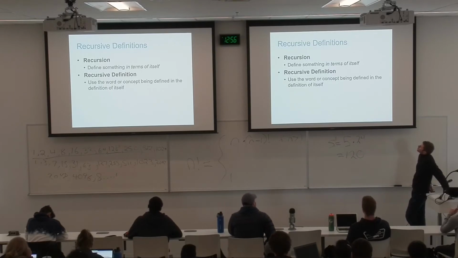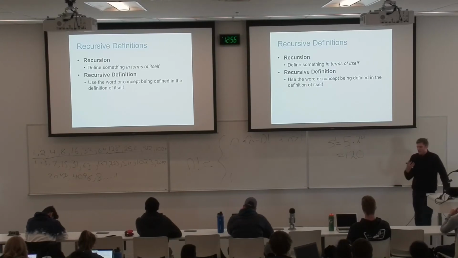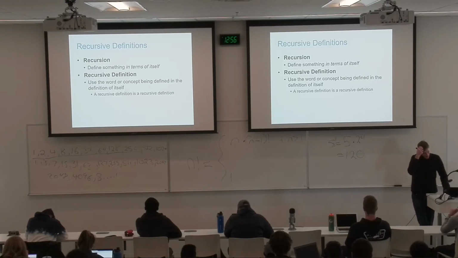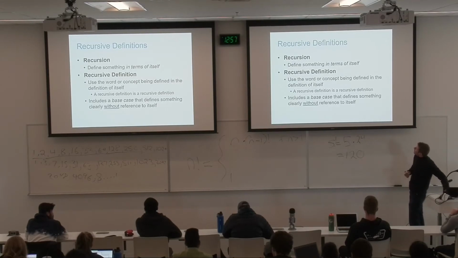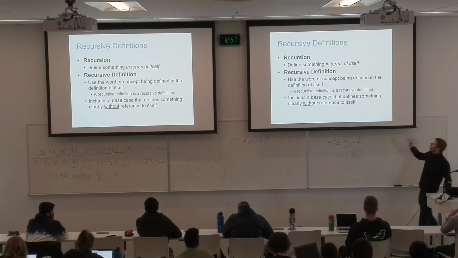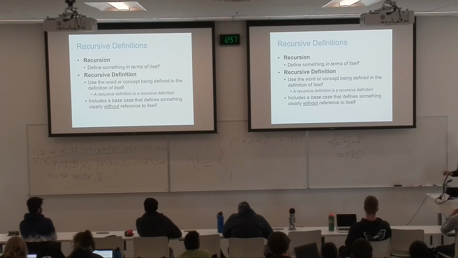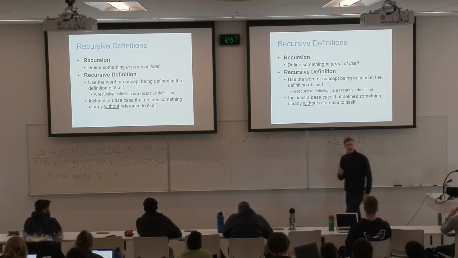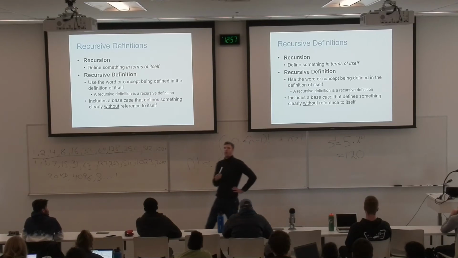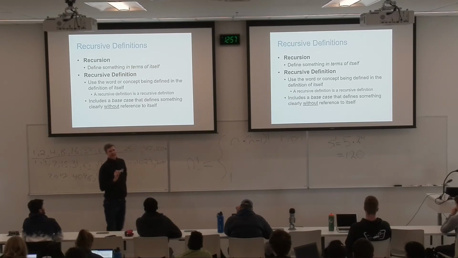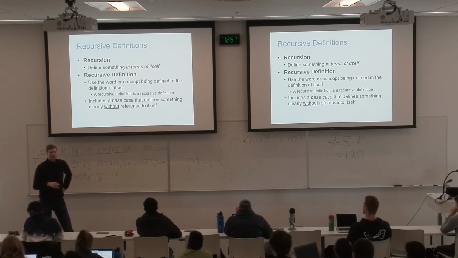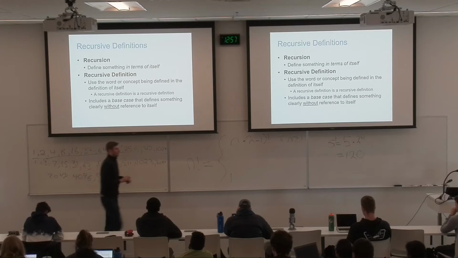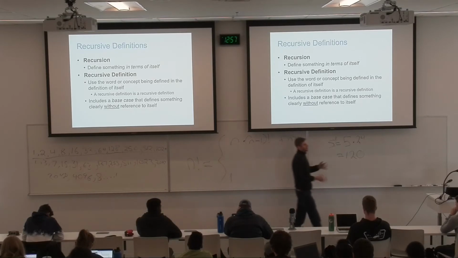Use the word or concept being defined in the definition of itself. It's kind of weird. But a recursive definition includes a base case, too, that defines something clearly without reference to itself. Base cases are important. And it's the lack of a base case that was the problem with that Stack Overflow. It didn't stop. There was no bottom. We just kept going deeper and deeper. There was no end. That would run to infinity. It's weird, right? So we need this base case, we need a recursive definition.